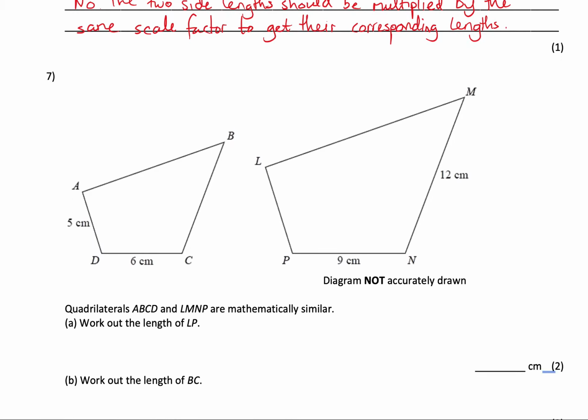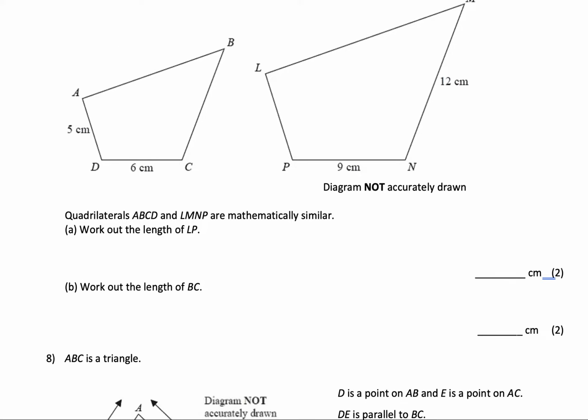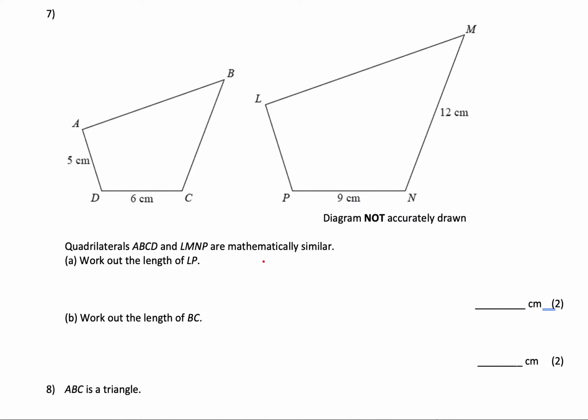Okay, number 7. We're told that these two quadrilaterals are mathematically similar. Work out the length of LP, so this length here. So what we're looking for first is a pair of corresponding sides that we can work out the scale factor from. And we have that here. And if you're not sure what this multiplier is, you could just divide the second one by the first one. So 9 divided by 6 would be 3 over 2, or 1.5.